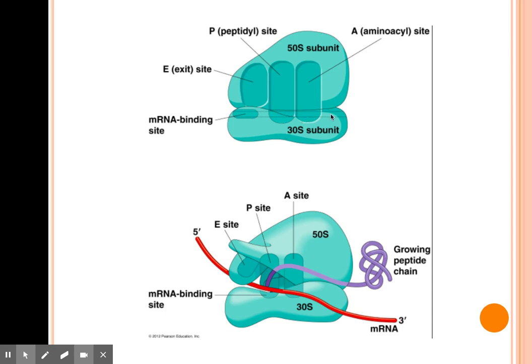So structurally, the binding site allows it to hold the mRNA in place. The APE sites allow it to read, attach, and then remove as it's building that protein. And so that is how the structure of the ribosome matches its function. I hope that helps.